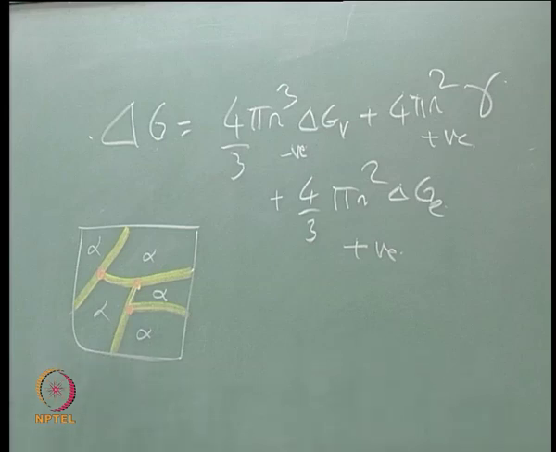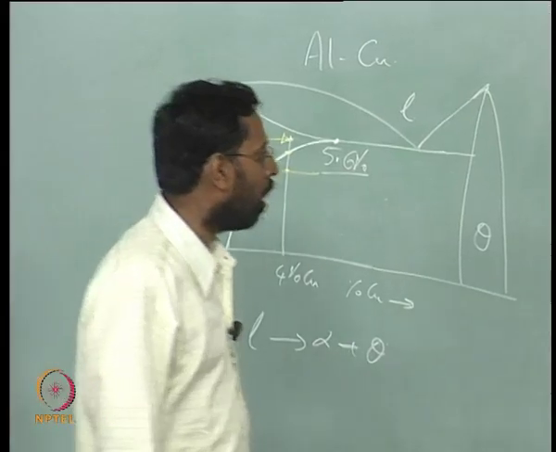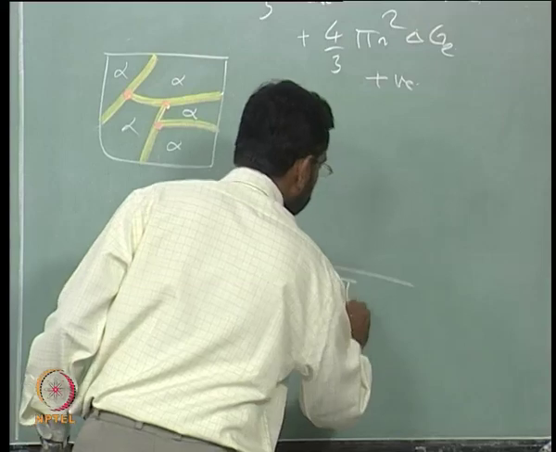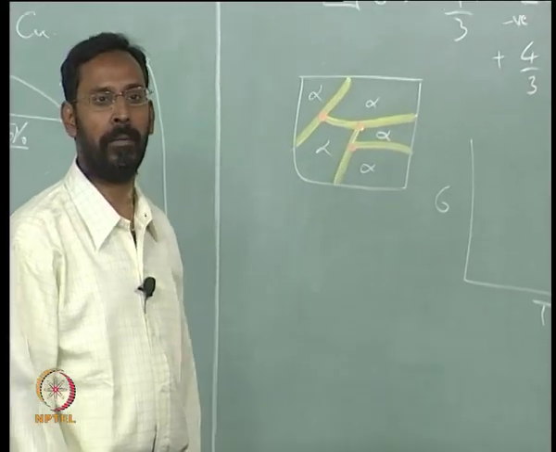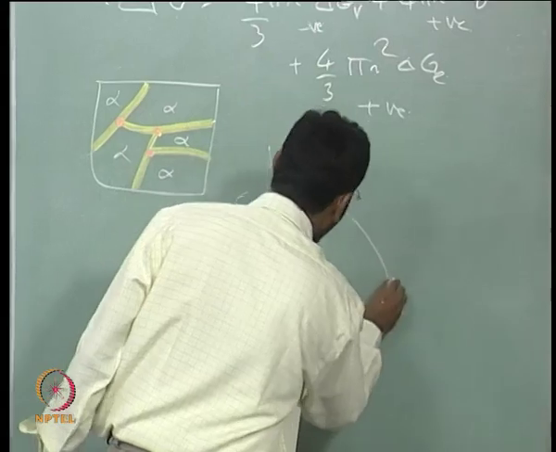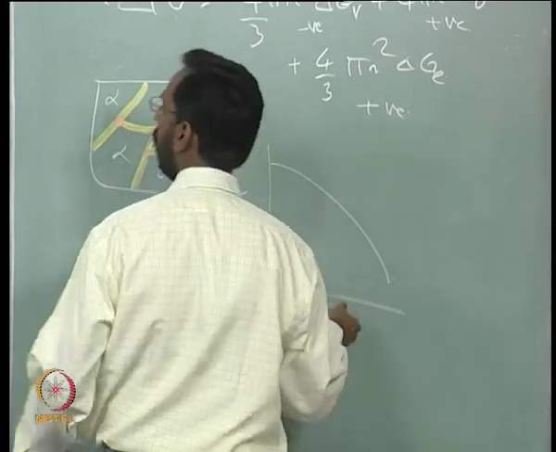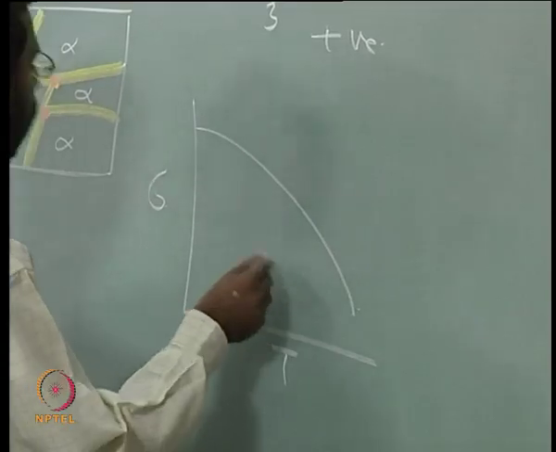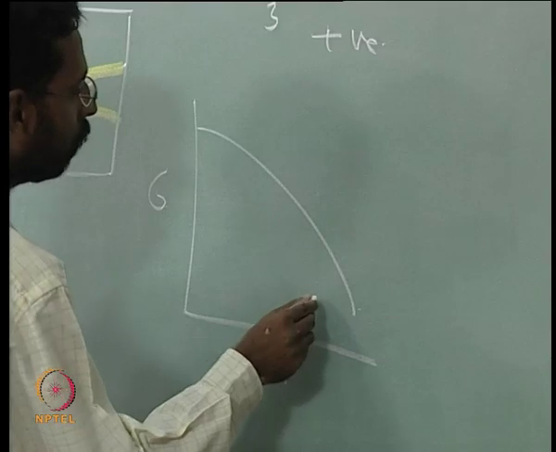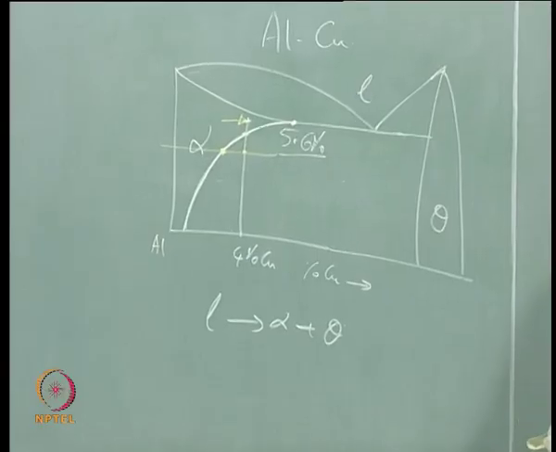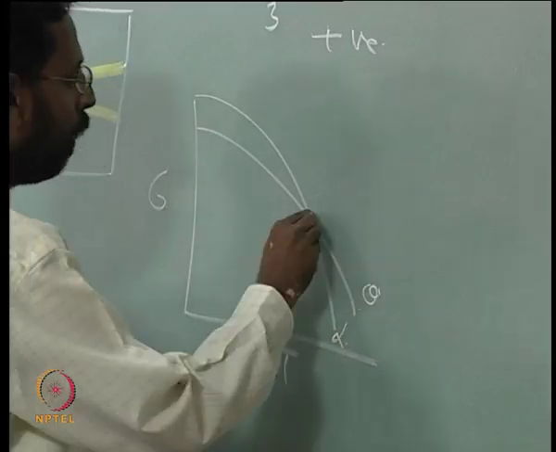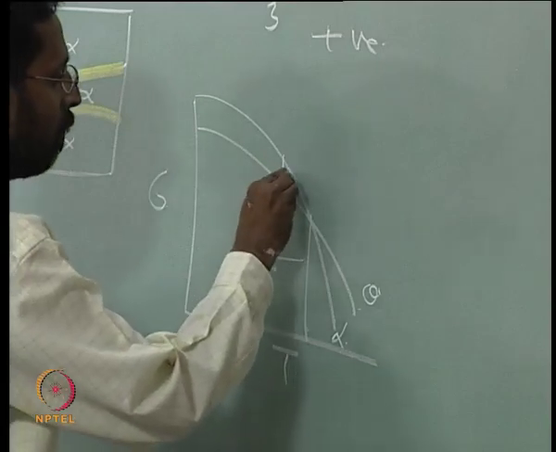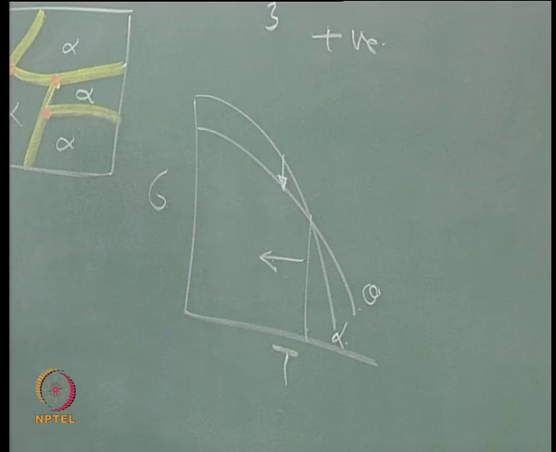For example, for this particular alloy, if I draw a free energy versus temperature diagram, let us say this is the alpha phase and this is the theta phase. In principle, theta is at low temperatures. So this is the theta, this is the alpha. Below a certain temperature there is a driving force from alpha to theta.